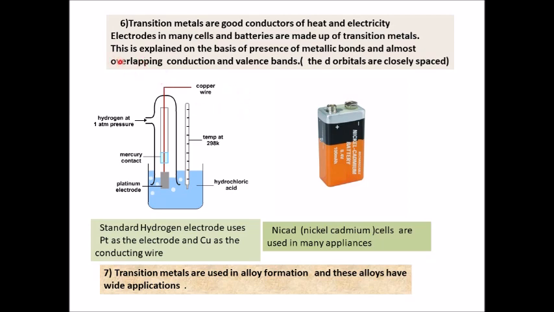Before that, let us see how transition metals are good conductors of heat and electricity. They form very good electrodes and they are used in cells and batteries. For example, the standard hydrogen electrode has platinum as electrode, and copper is a conducting wire, you can see here. Again, the Nicad batteries, which are made up of nickel and cadmium, are used in many appliances. They have a longer life and so they can be used in the generation of electricity.